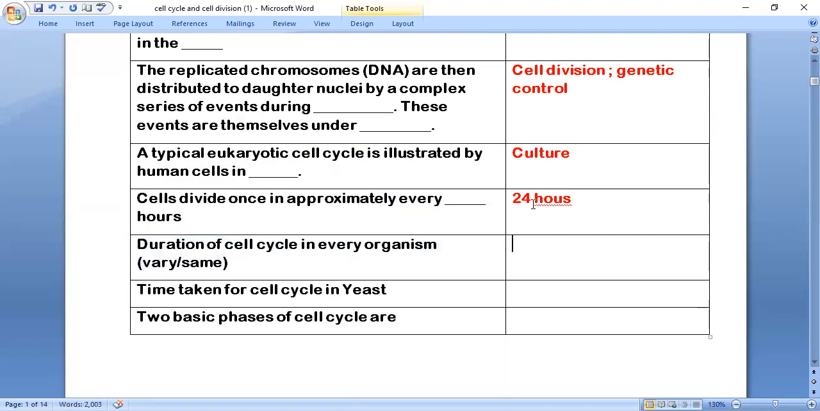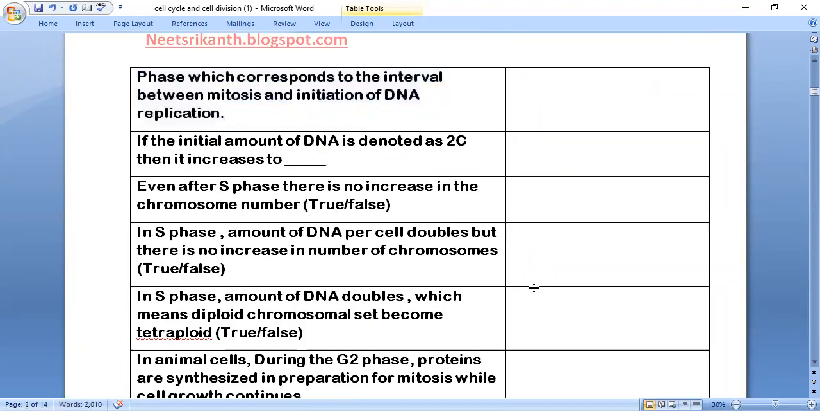The duration of the cell cycle varies in every organism. The time taken for the cell cycle in yeast is 90 minutes. The two basic phases of the cell cycle are interphase and M phase. The phase which corresponds to the interval between mitosis and initiation of DNA replication is the G1 phase.